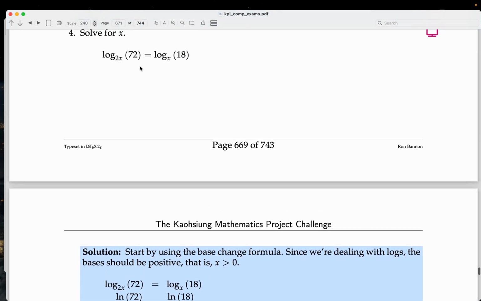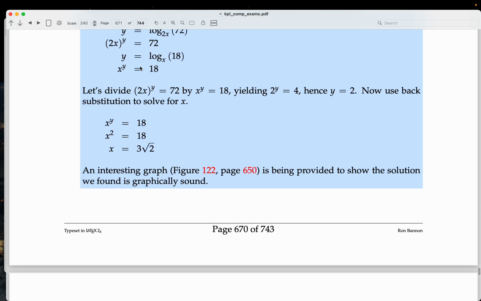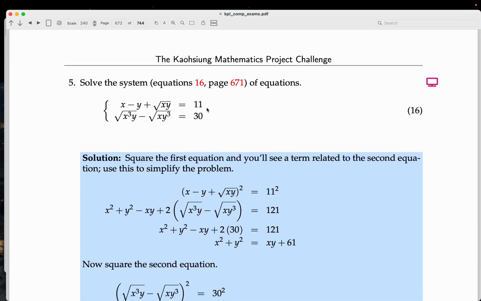All right? Number 4, another log equation. I go through that. Looks like there's some work over there. Also want to point out there's a graph indicating that solution too. All right. Number 5, again, these things I find to be somewhat challenging.